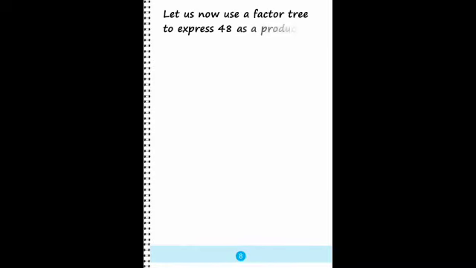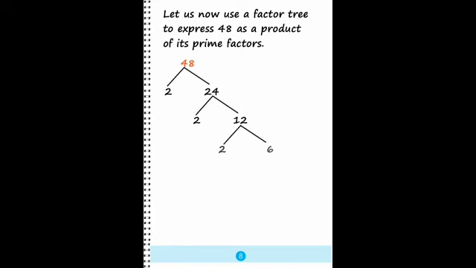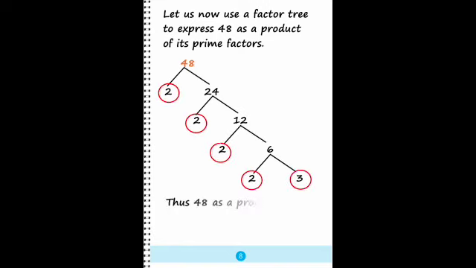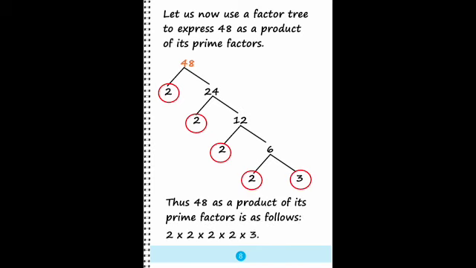Let us now use a factor tree to express 48 as a product of its prime factors. Thus, 48 as a product of its prime factors is as follows: 2 times 2 times 2 times 2 times 3.